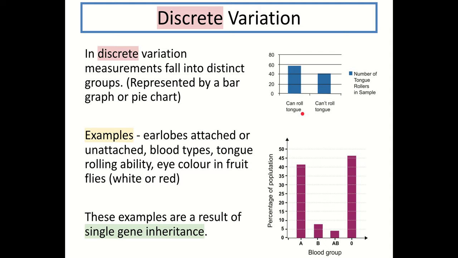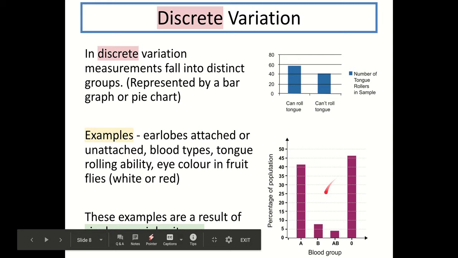So first we're going to look at discrete variation. In discrete variation, measurements fall into distinct groups. So if we take tongue rolling ability as an example of a discrete trait, you can either roll your tongue or you can't. Because you either fall into one distinct category or the other, this is a type of discrete variation. Another example of this is blood groups. So you can either be in blood group A, B, AB, or O. There are no other options.